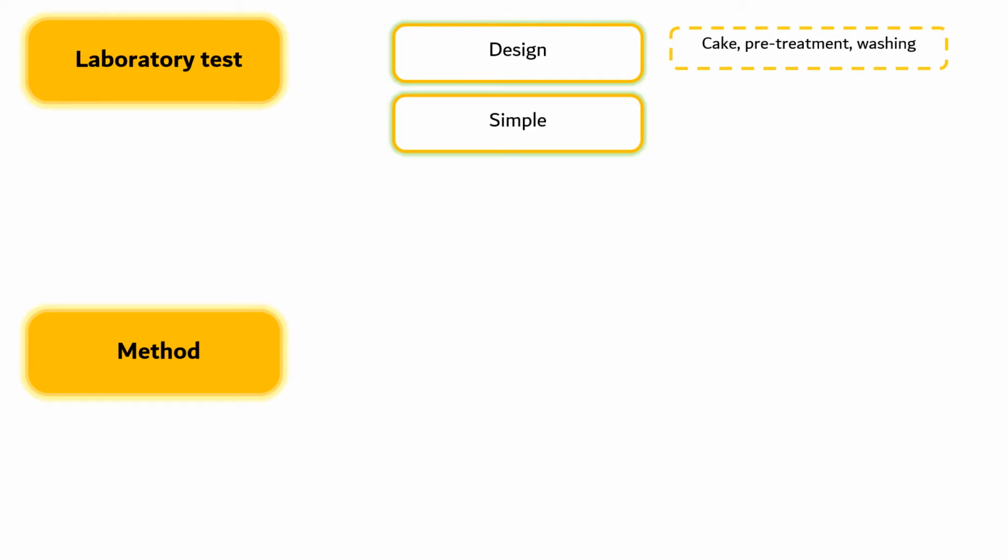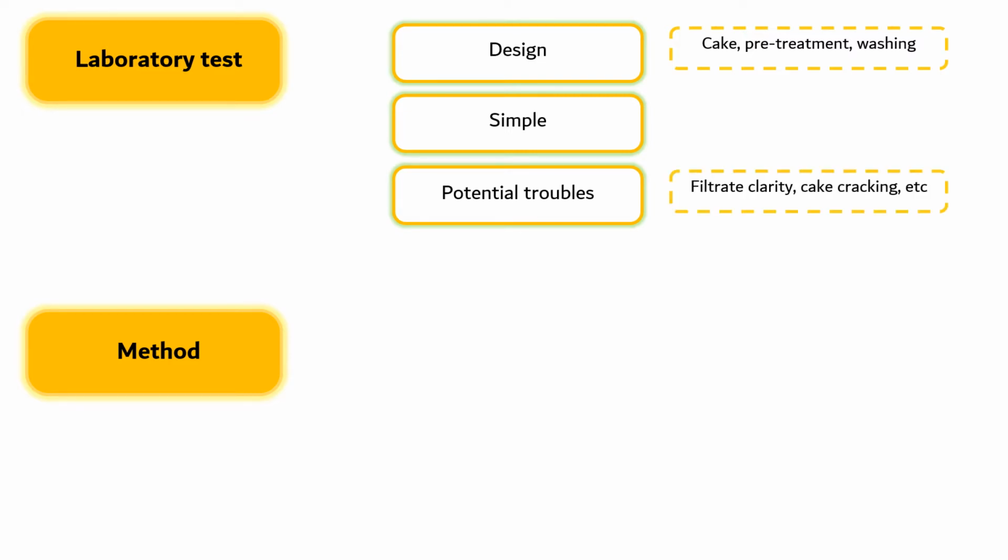The tests often fulfill the requirements in designing a filter and provide information about other potential troubles absent in the conventional theory. These include filtrate clarity, tenacity of the cake to adhere to itself or the media, ease of washing, cake cracking, and moisture content of the final cake. These factors are vital to the success of a filtration process.